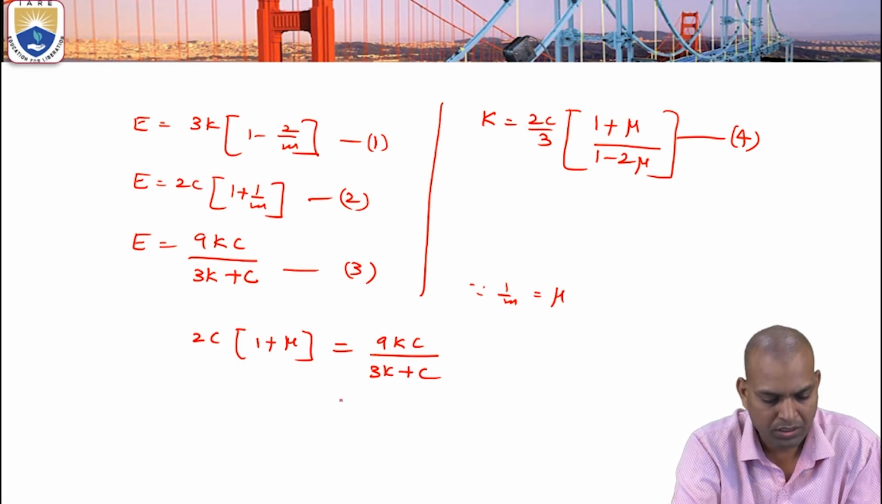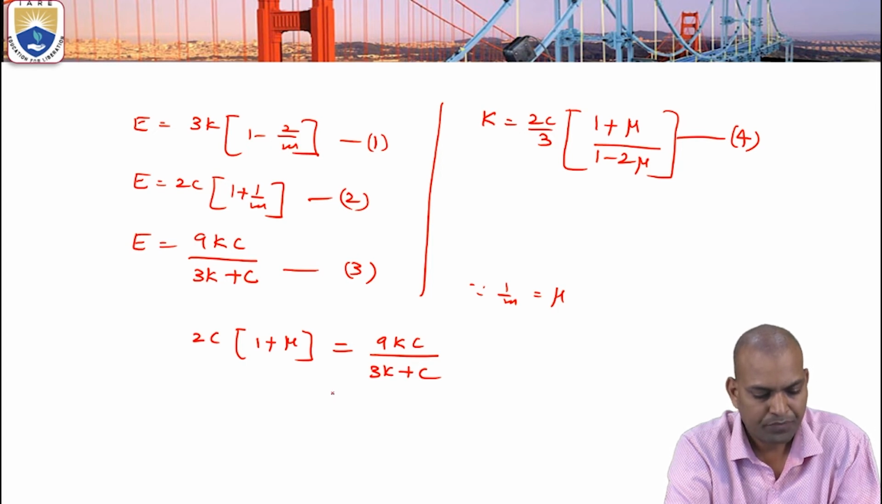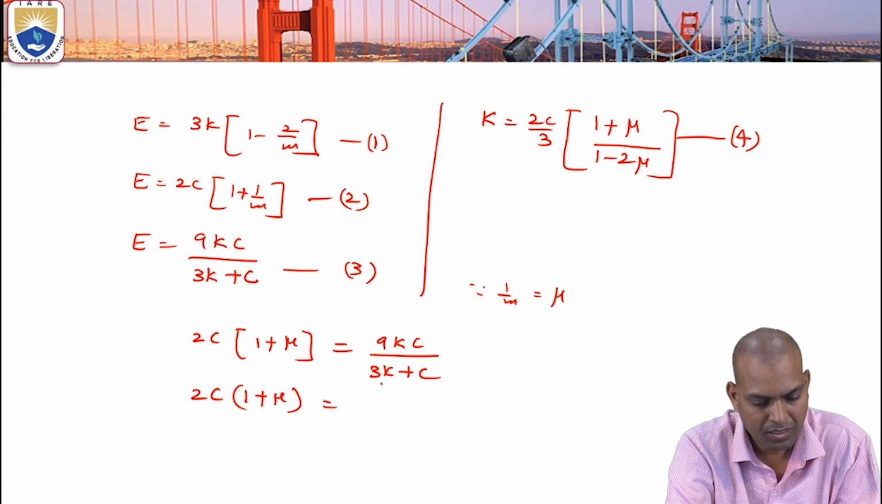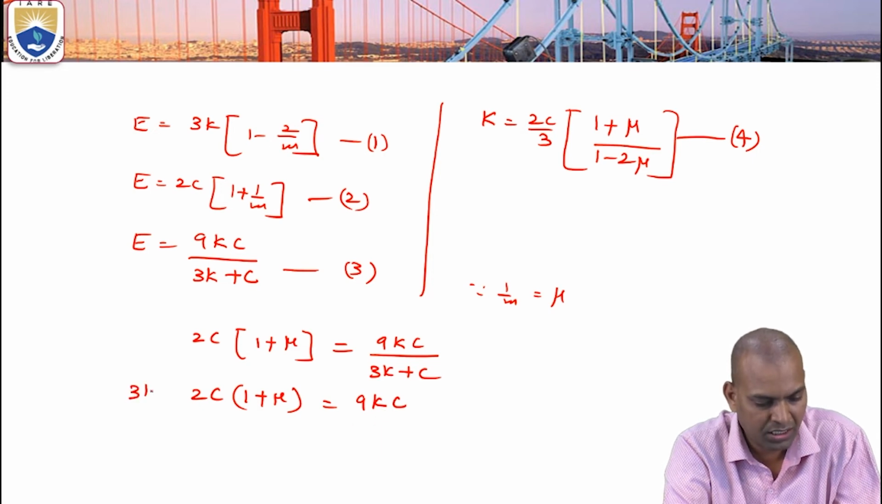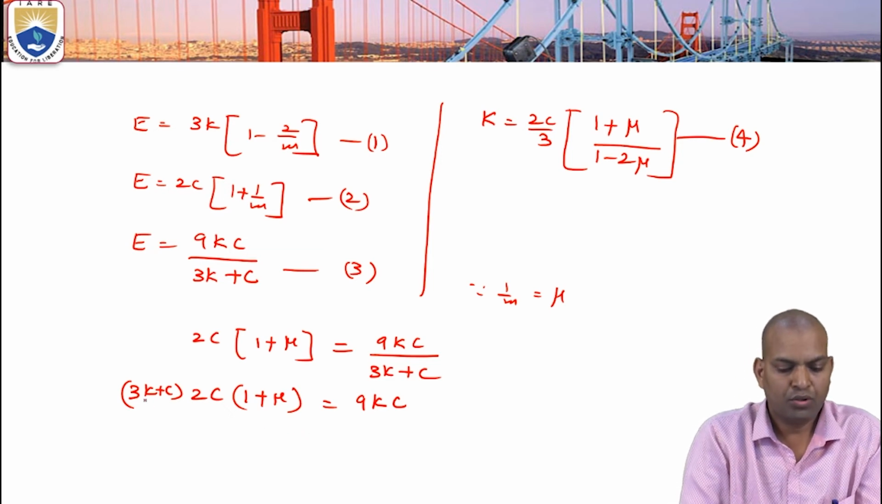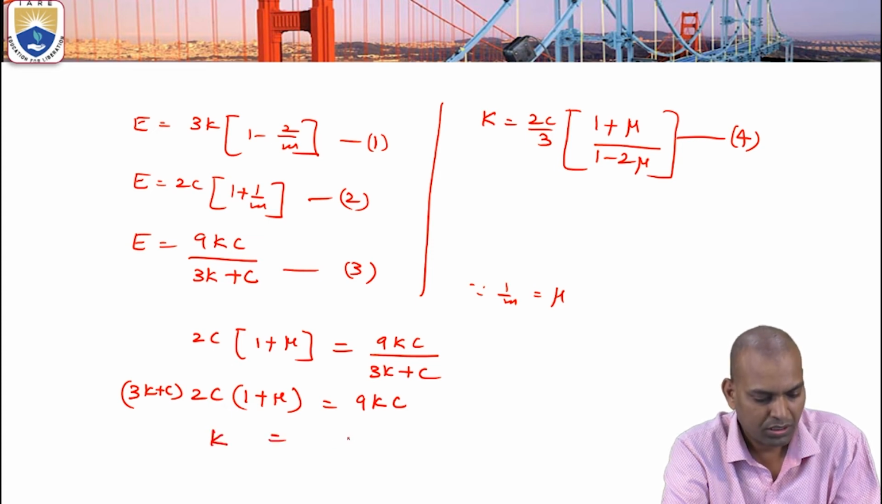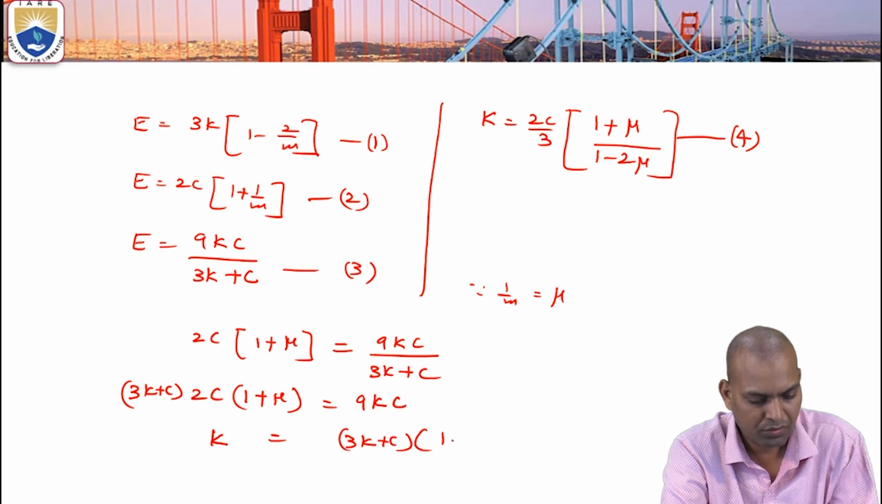Now from this, we want to make K common. So 9KC by 3K plus C equals 2C times 1 plus mu. Taking 9C to this side, K equal to 3K plus C times 1 plus mu times 2C by 9C.